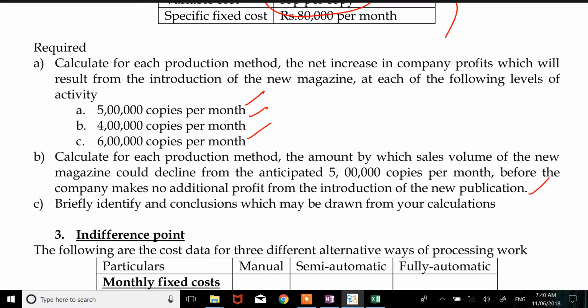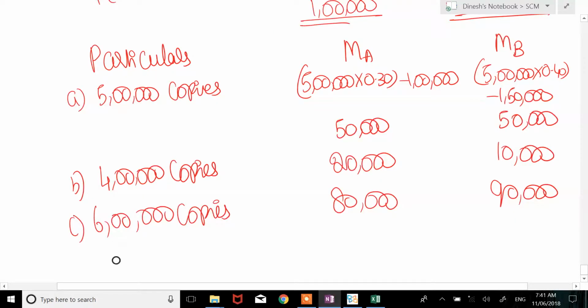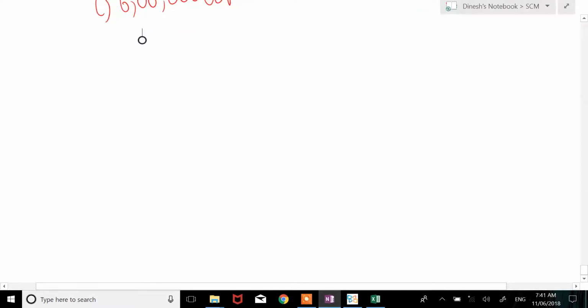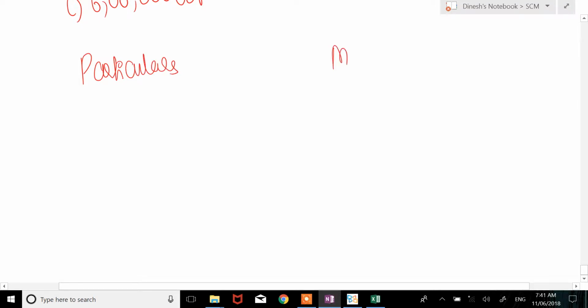Next working note, calculation of acceptable drop in sales volume. Particulars, method A, method B. Acceptable drop in sales volume. Method A, method B.